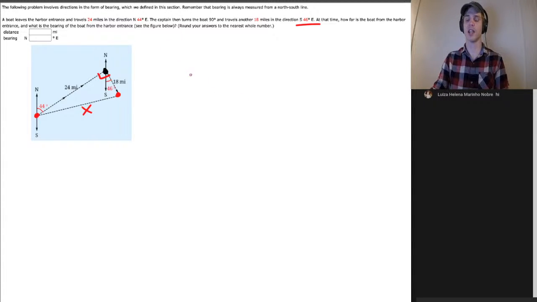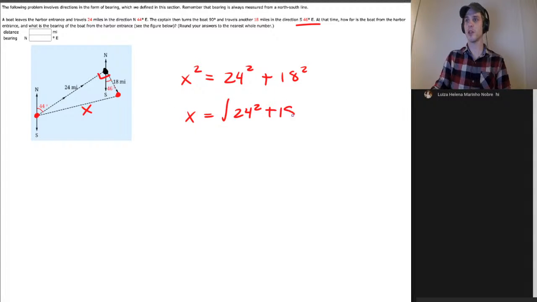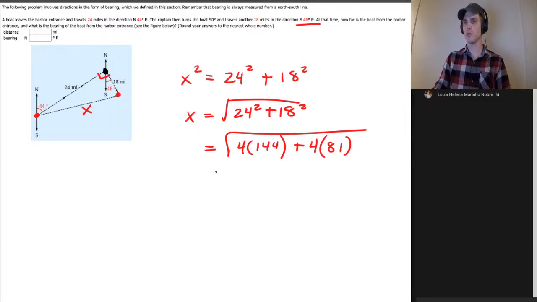So this is a really nice case for the Pythagorean theorem. I can say that x squared, which is the hypotenuse, opposite of the right angle, is equal to 24 squared plus 18 squared. So x is equal to the square root of 24 squared plus 18 squared. This is 2 times 12 squared, which is 4 times 144, and this is 2 times 9 squared, which is 4 times 81, square rooted.